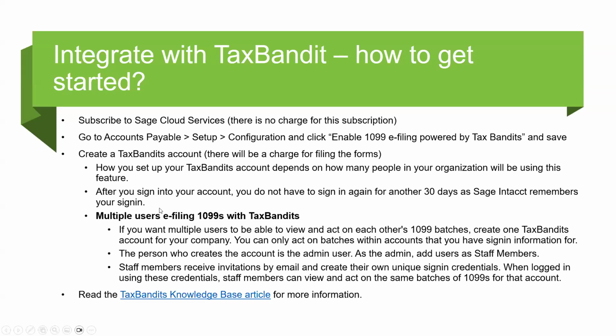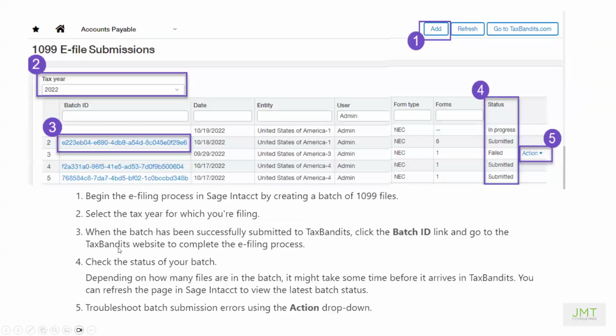After you sign into your account, you don't have to sign in again because Intacct will remember it for another 30 days after you sign in. You can also have multiple users e-filing 1099. So if you have 2 or 3 people doing 1099 forms, you can do that. Not a problem. So let's go on. When you e-file, it'll create a batch. I just kept this 2022 file in there because it's still the same process. It'll tell you within Intacct what the progress is. Is it in progress? Is it submitted? Has it failed? If it's failed, the action will tell you what the issue was.